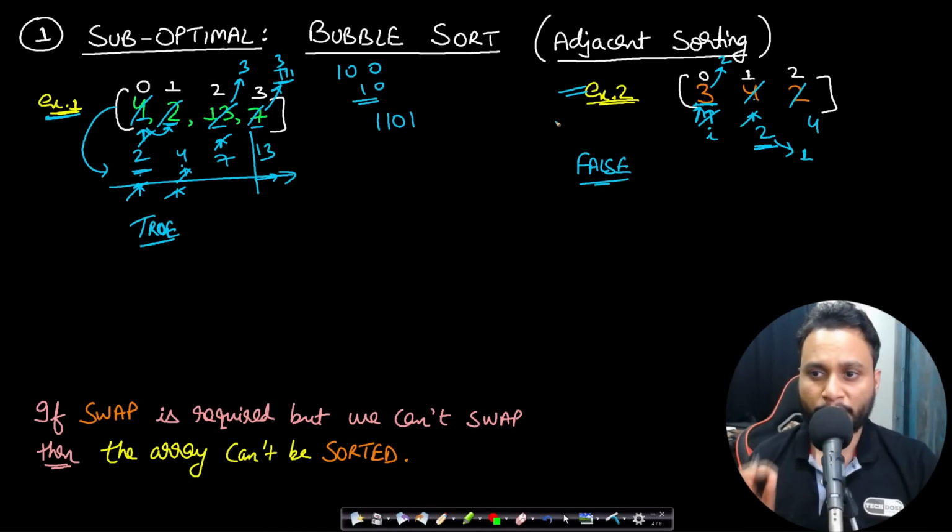Now if you need more intuition into why this will work, then I will explain this in just a while, so stay tuned. So the idea of this entire solution is, if a swap is required but we cannot swap, then we need to return false, saying that the array cannot be sorted. Otherwise, if the entire bubble sort algorithm can run without finding that a swap is required and cannot be done, then we will return true, as we saw in the first example, right?